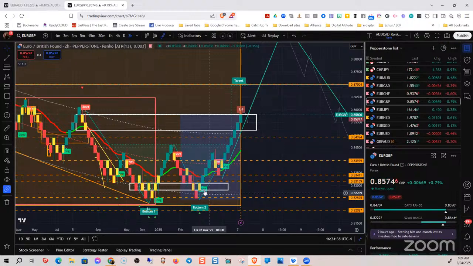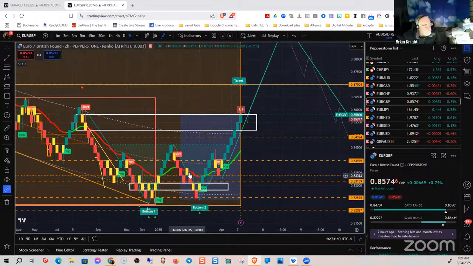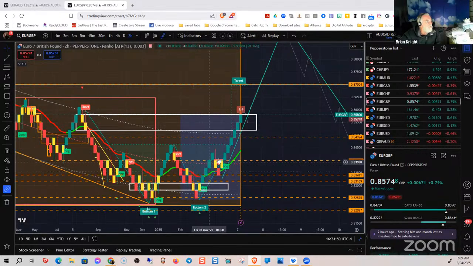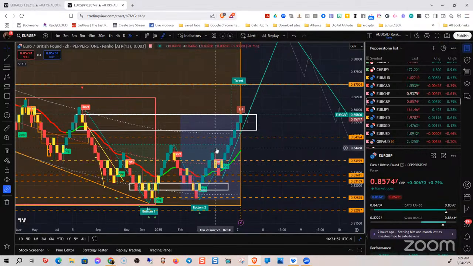You got your red wick above it. See the red wick where it says long? The red wick's just here. This one? Yes. Okay.